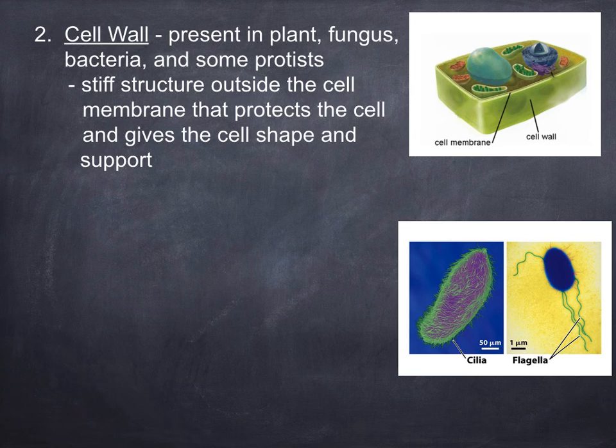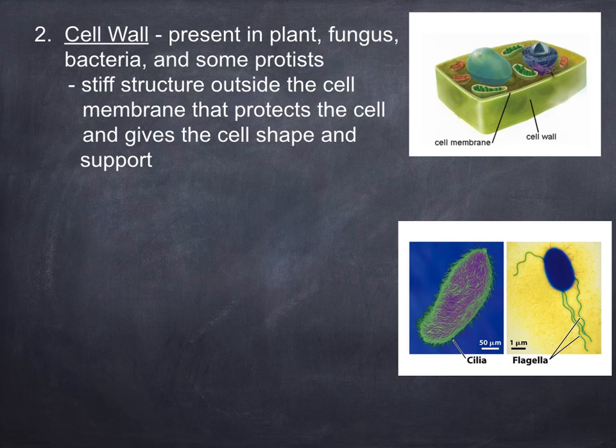So the cell wall is just a real stiff structure outside of the cell membrane. Remember, cell membrane is nice and flexible. The cell wall isn't. It has a lot of structure. This is why things like plants and fungus don't need to have skeletons, because they have this cell wall which helps give their structure. So it also protects the cell and then helps give that cell some shape and support, like I just said.